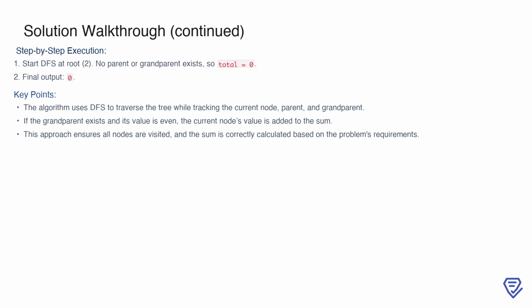Now, to summarize the algorithm, we use a DFS approach to traverse the tree while keeping track of the current node, its parent, and its grandparent. Whenever a grandparent exists and its value is even, we add the current node's value to the total sum. This approach ensures that every node is visited, and the sum is calculated accurately according to the problem's requirements.